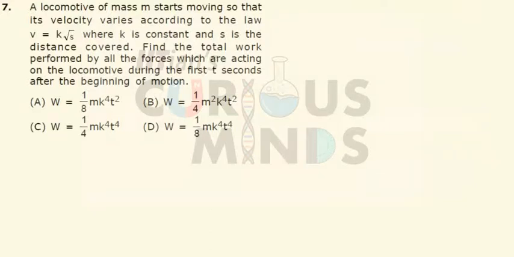A locomotive of mass m starts moving so that its velocity varies according to the law v is equal to k root s, where k is a constant and s is the distance covered. Find the total work performed by all the forces which are acting on the locomotive during the first t seconds after beginning of the locomotive.